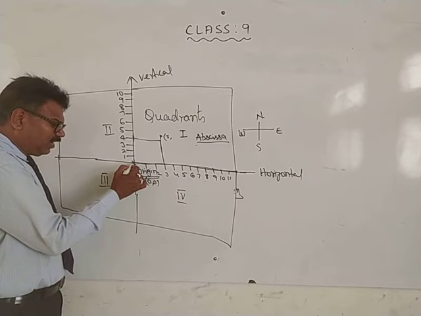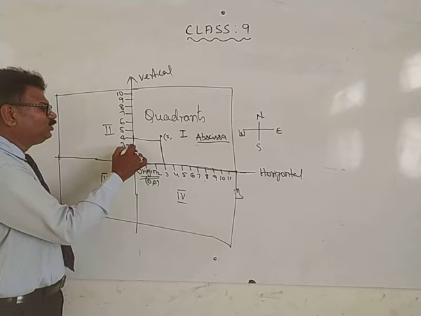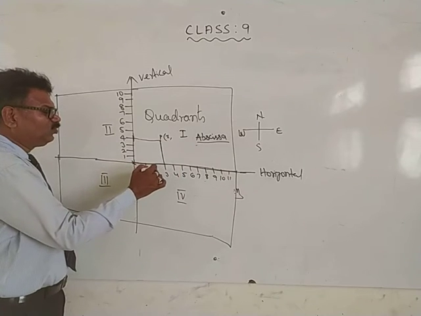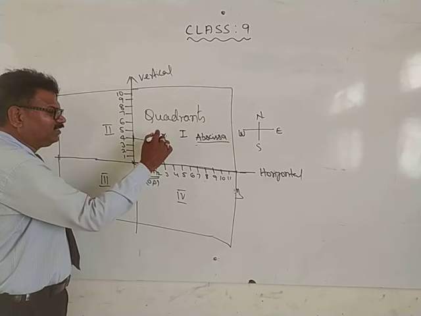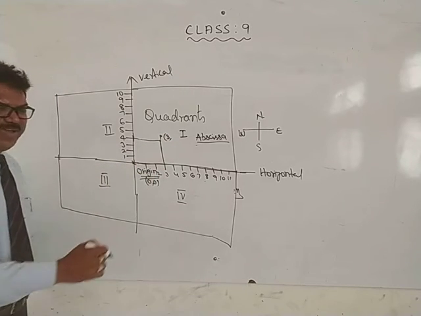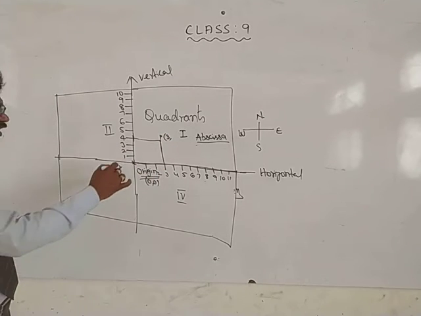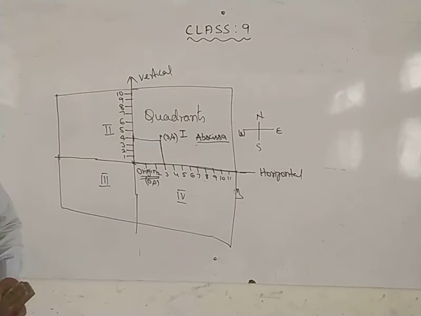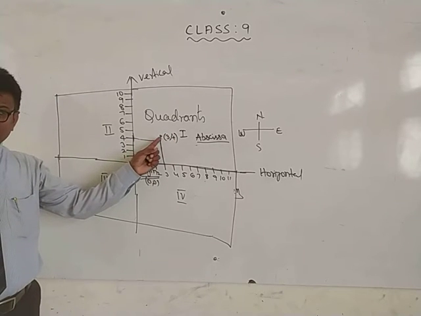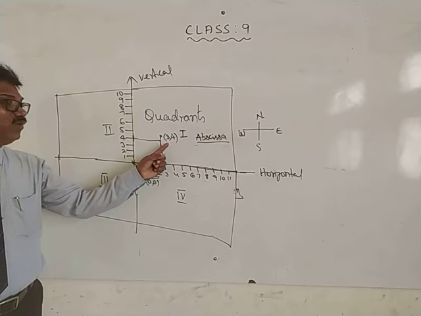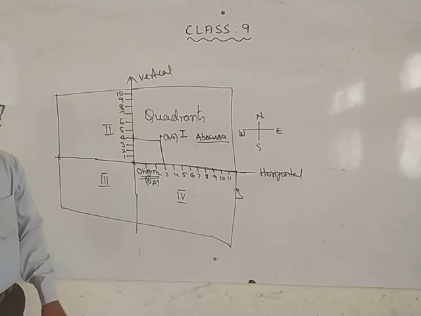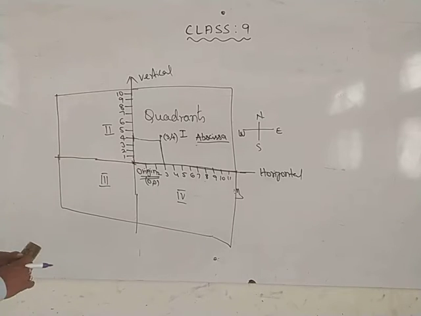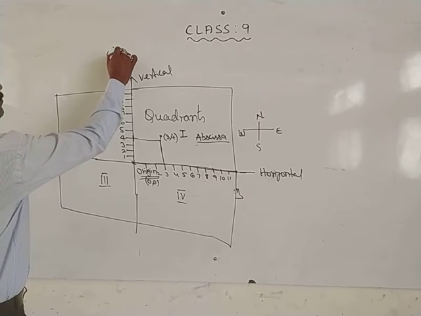From origin, 1, 2, 3, 4. And horizontally, 1, 2, 3. That means first we have to write the value of x, then we have to write the value of y. Therefore, where is that point located? The point is located at (3, 4). These two are known as coordinates. Therefore, what is our chapter name?